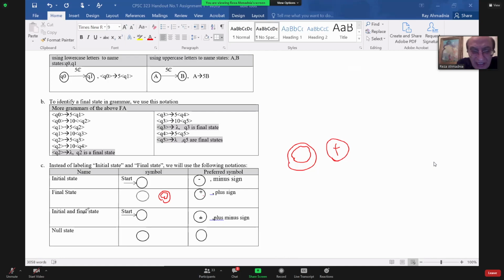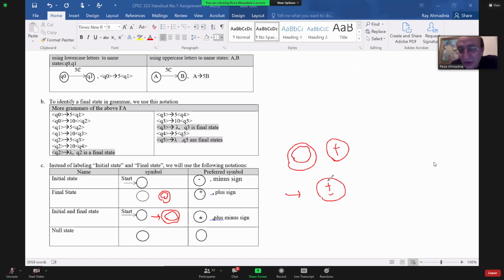Okay, so one book is using this, the other book is using this one here. Okay, if it is initial and final, that's supposed to be like this one here, 2 circles. But the other book is using the circle with plus and minus here. Initial is final. Okay, what this one here means, initial is final.